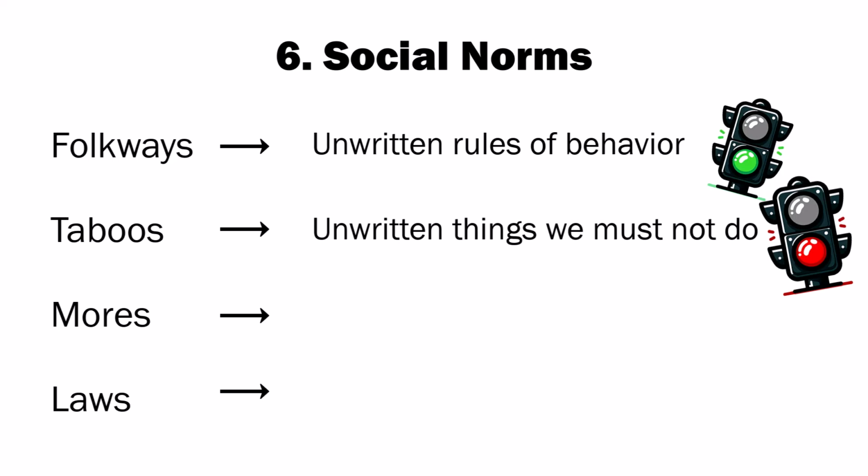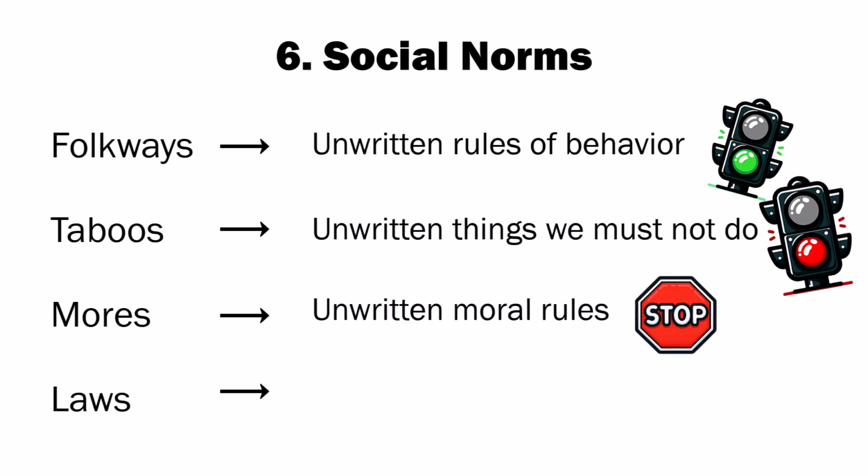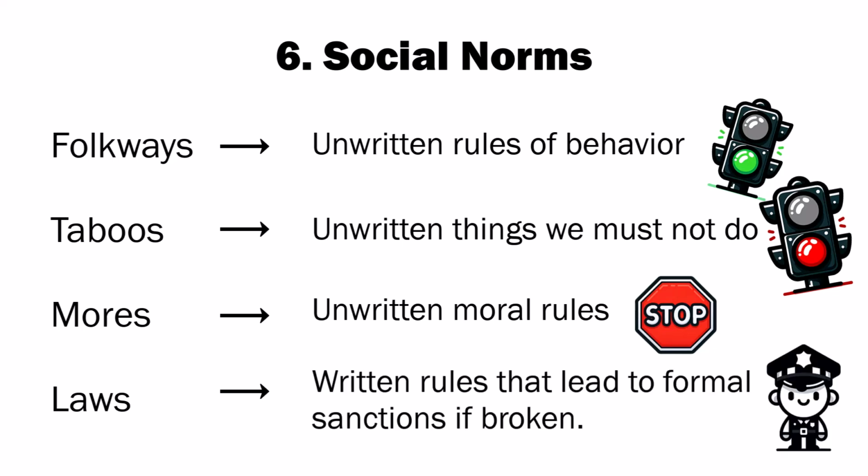Taboos refer to the unwritten rules about what not to do. If we break a taboo, it's considered shameful. An example is not tipping your server in the United States. Mores refer to the unwritten moral rules of behavior, and they can include lying, gossiping, or cheating in an exam. And then lastly, we have laws, which are formal norms that are enforced by authorities such as the police.